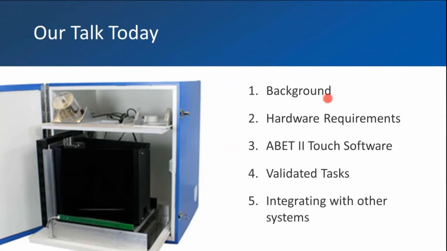I'm going to begin our talk by giving a background to the rodent touchscreen chamber development. Then I'm going to hand over to Matt, who will tell you a little bit about our hardware requirements and also tell you something about the ABET2 touch software, which we sell to control the touchscreen chambers. Then I will tell you something about our available validated tasks and also how these translate to validated human tasks. I will talk in detail about the Paired Associate Learning Task, or PAL task. We've received a lot of questions about integrating touchscreens with other measures, so Matt will kick off our question and answer session by talking about these.